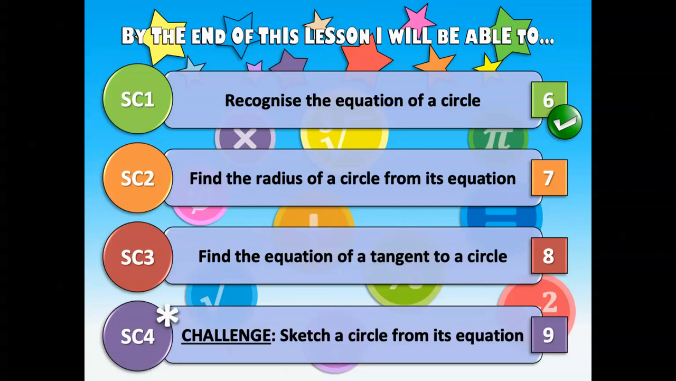And now we've completed success criteria 1. So now we're going to move on to number 2, and this is to find the radius of a circle from its equation.